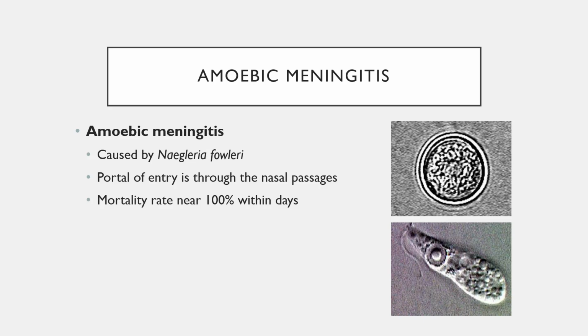From the nasal passages, the amoeba moves to the olfactory nerves, and then it travels through them to reach the subarachnoid space between the layers of matter in the meninges, and within a few days, symptoms emerge including confusion, seizures, coma, and eventually death. It has a near 100% mortality rate within days, and the pathogenesis moves so quickly that oftentimes diagnosis does not take place until after death, in most cases through autopsy.